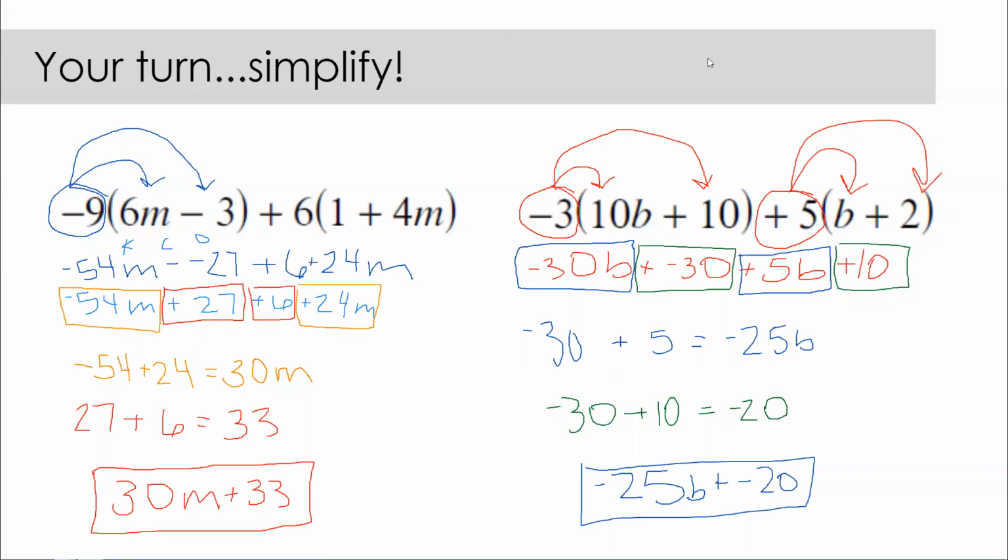And this should have been your answer for that second equation, or expression. So you should have gotten negative 25b plus negative 20. You could have also written negative 25b minus 20.